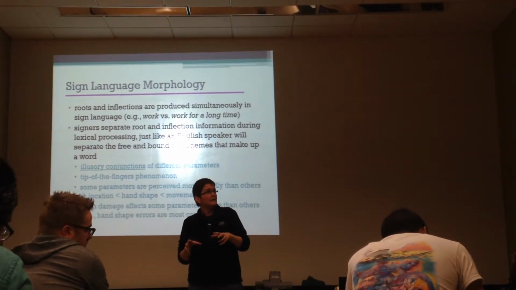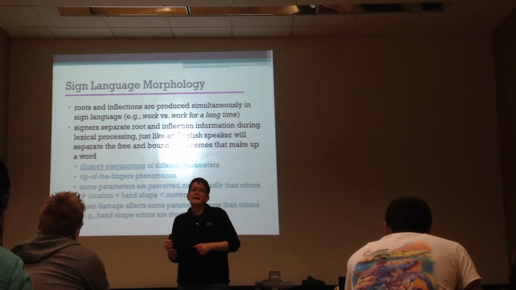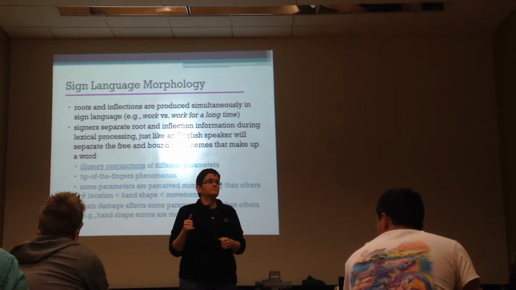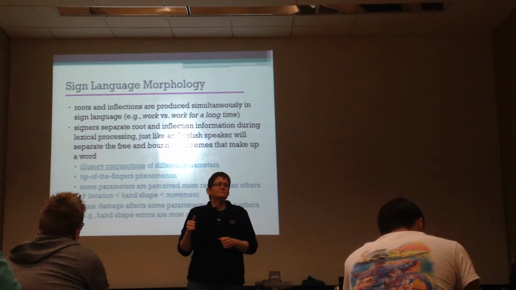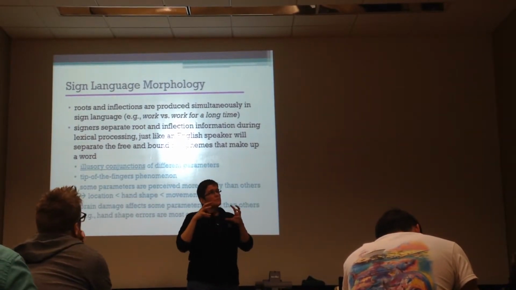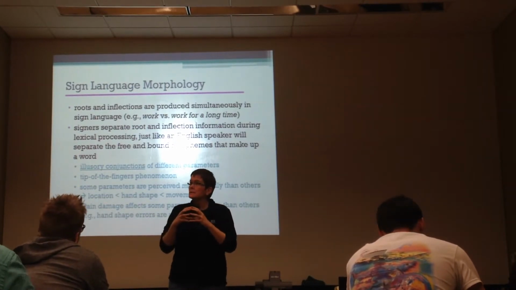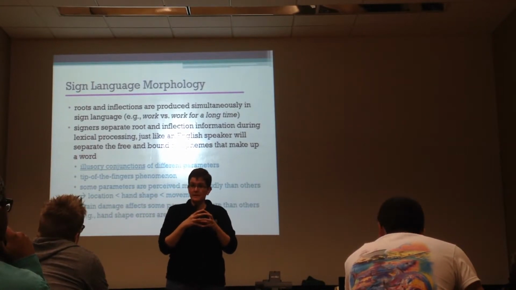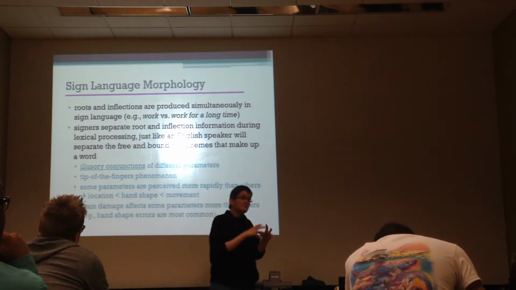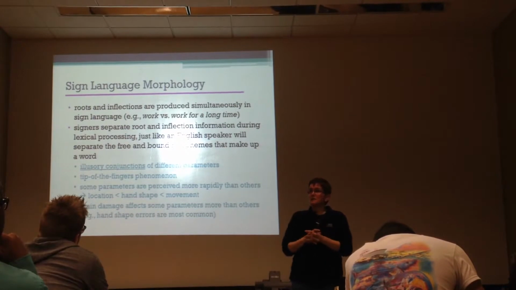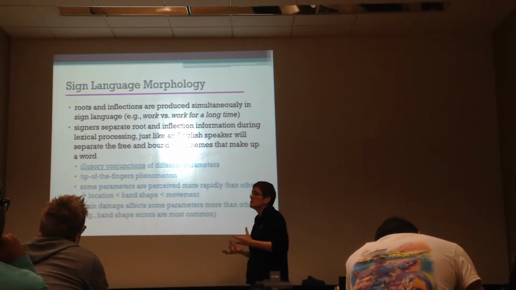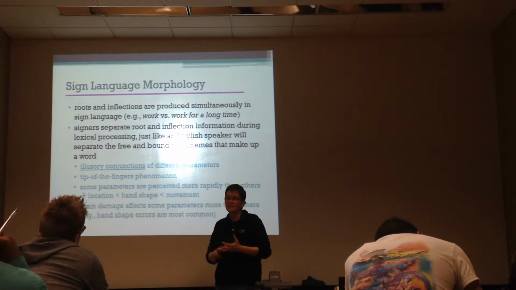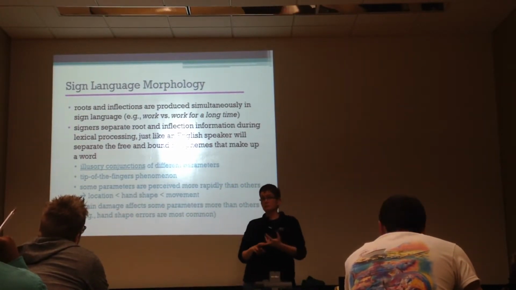So you're literally signing things like, you know, you might say, you're binding these inflections to the words just like bound morphemes. Okay, so they have free morphemes and bound morphemes just like spoken language, but those bound morphemes might be reflected in a change in motion or a change in hand shape or a change in location.